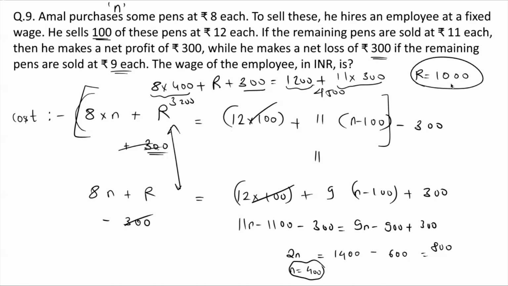Right? So that's just one way of solving the question. You can make equations, basically solving the two equations simultaneously and finding out the required value. Okay, that's one way.